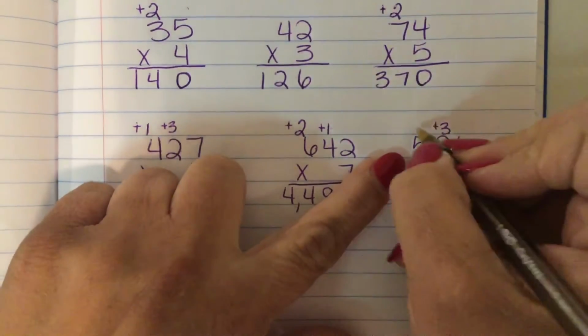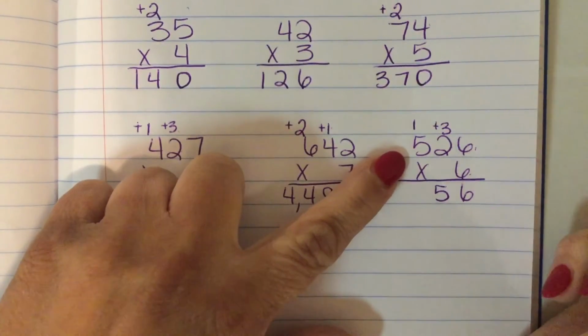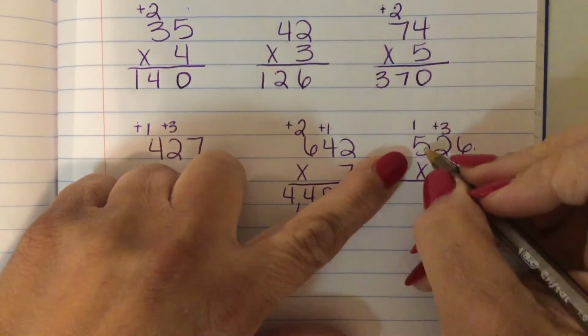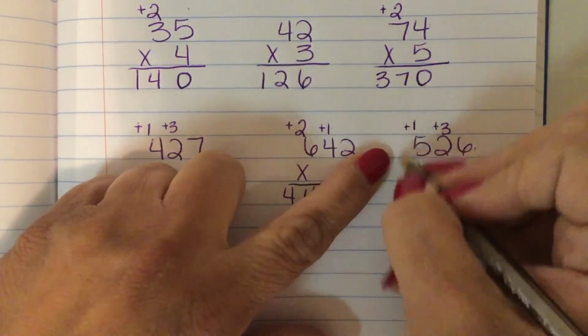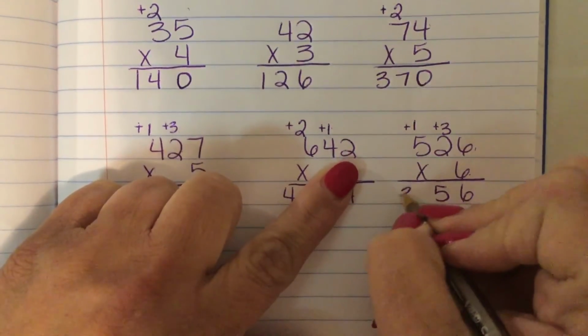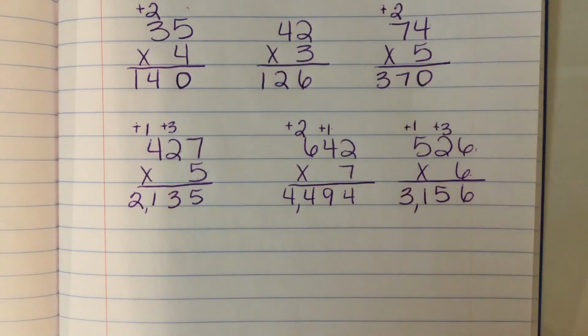I have another digit here, so I'm going to carry the 1, bring down the 5. Okay, 6 times 5 is 30, plus 1 is 31. So there's no other digits to carry to, so 31 just comes down. Okay, 3,156.